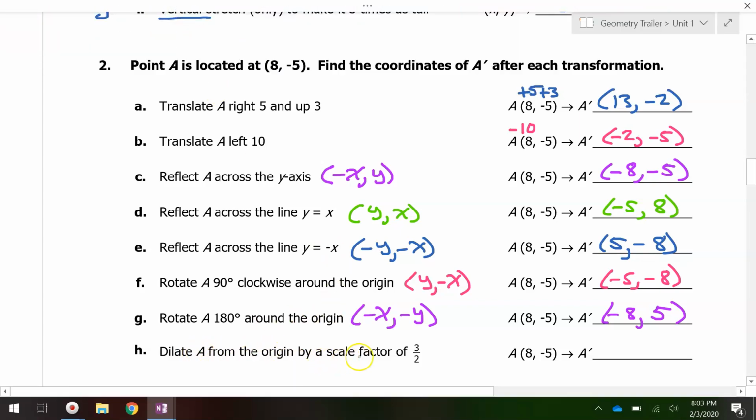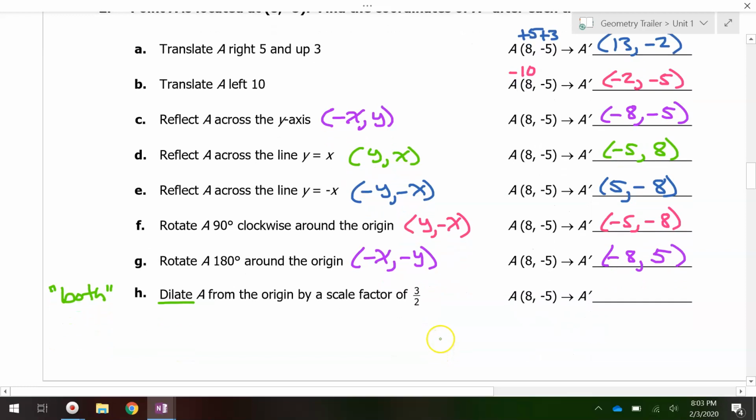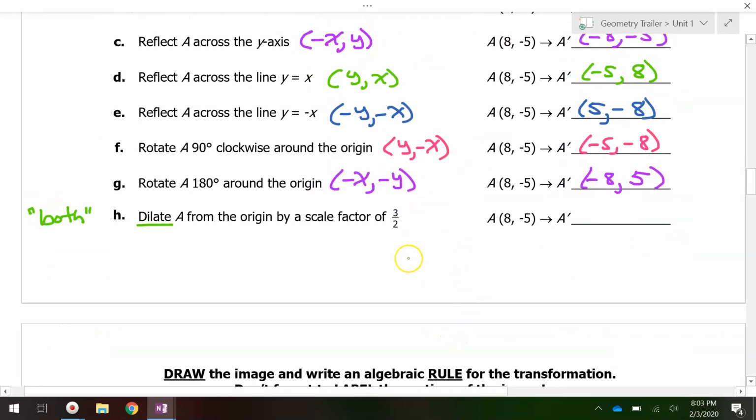Okay, now we're dilating by a scale factor of 3/2. Remember, when you talk dilation, you're going to do both. We're doing the x and the y. I feel like we need to do a little scratch work here. I need to do 3/2 times 8 and 3/2 times -5. So I'm going to do 3/2 times 8, and I'm going to do 3/2 times -5.